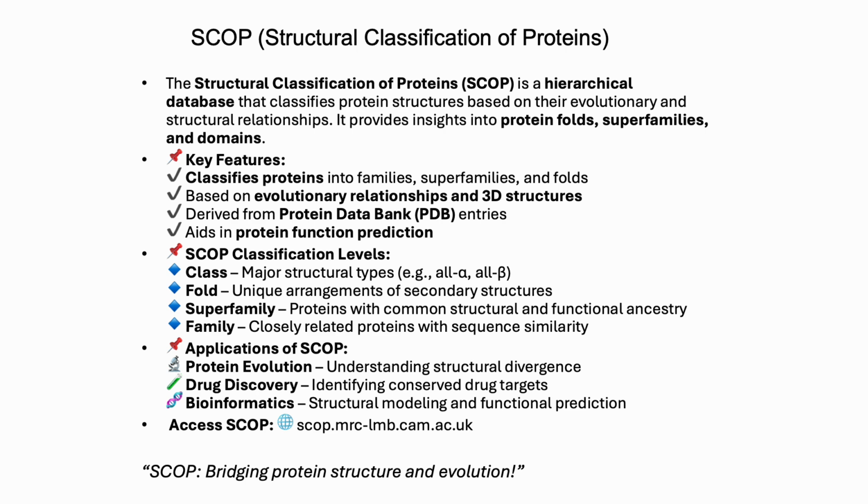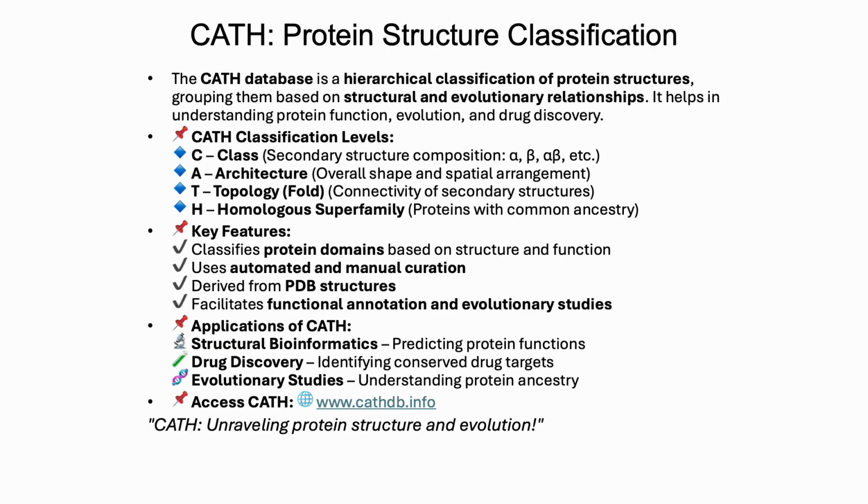Now let's move to another structural database called CATH. CATH stands for Class, Architecture, Topology, Homology. It's a protein structure classification database. Again, it also does hierarchical classification of protein structures, grouping them by structural and evolutionary relationships. It helps in understanding protein function, evolution, and drug discovery.